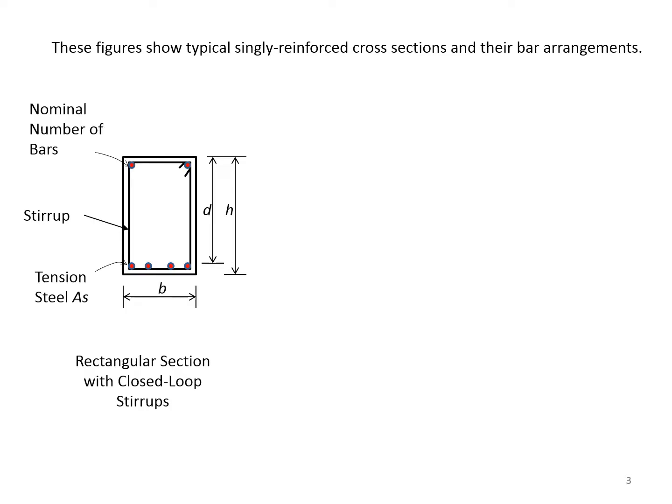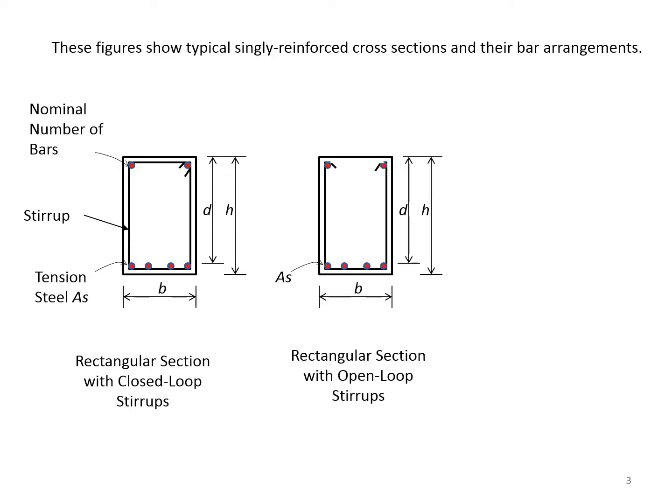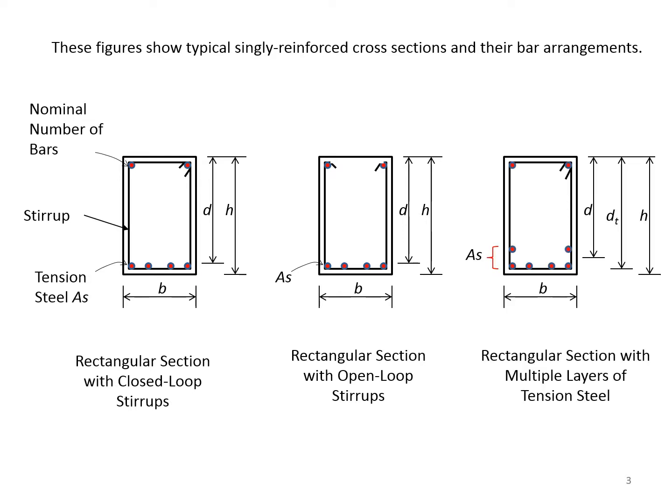These figures show typical singly reinforced cross sections and their bar arrangement. This one to the left shows a rectangular section with closed loop stirrups. The one at the middle shows a rectangular section with open loop stirrups. And the one to the right shows a rectangular section with multiple layers of tension steel.